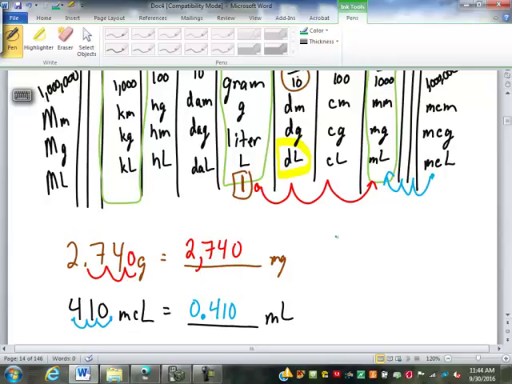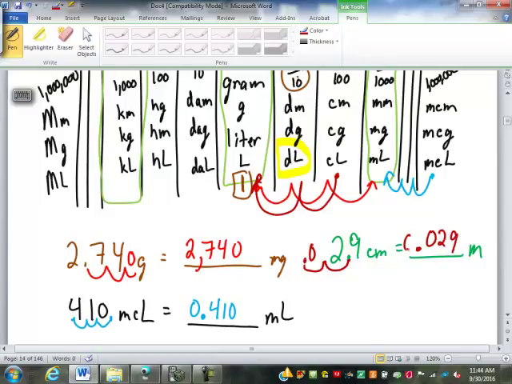Or if I have 2.9 centimeters, and I need to convert that into meters. From centimeters to meters, I'm moving 1, 2 spots to the left. My decimal point has to move 1, 2, got to add a 0, spots to the left. So 0.029. Simple enough, right? Problem is you don't always have the chart in front of you. So if you remember what the prefix means, you can use that as well.